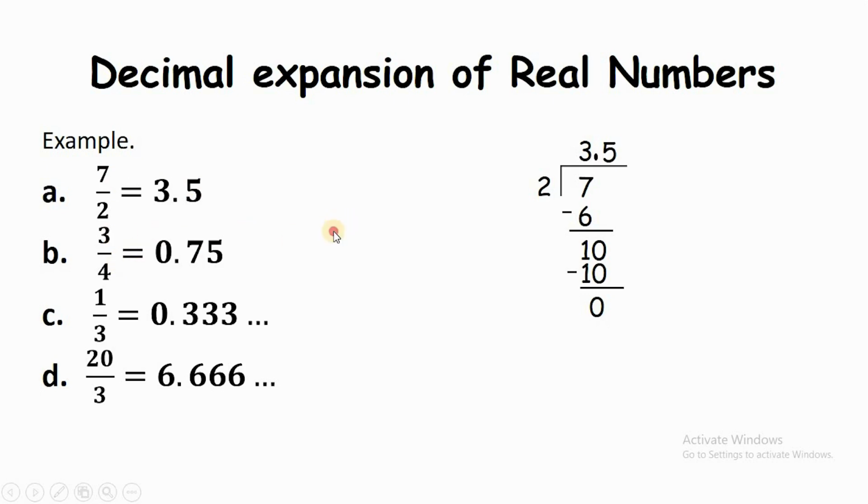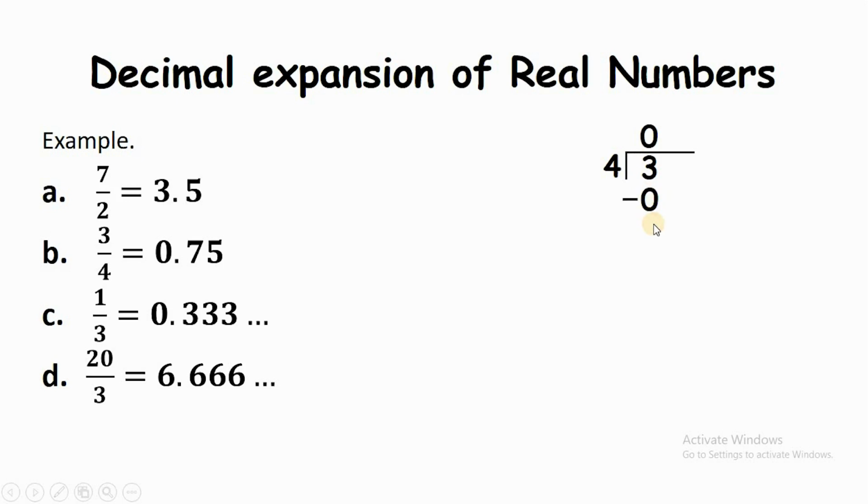Similarly, in the case of 3 by 4, we can perform the division method, that is 3 divided by 4. Please keep in mind that the numerator is always the dividend and the denominator is always the divisor, not vice versa. So when you divide it, 4 0s are 0, and when you subtract, you'll get remainder 3. Then you put a point here and add a 0 here.